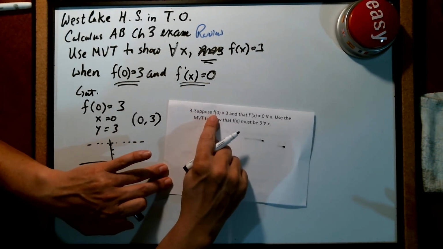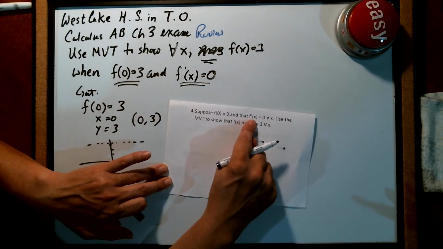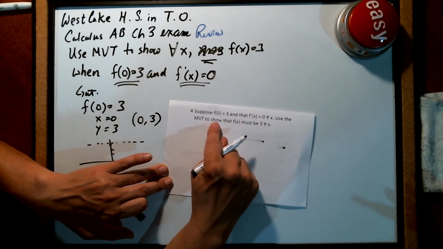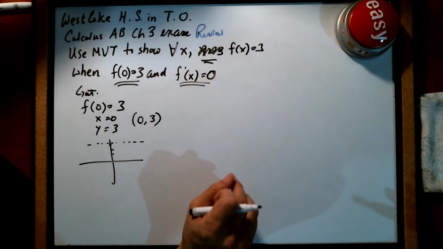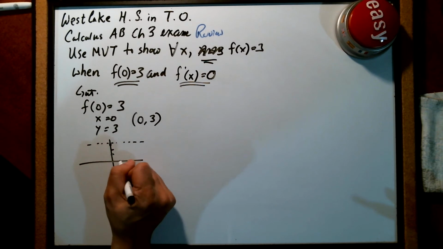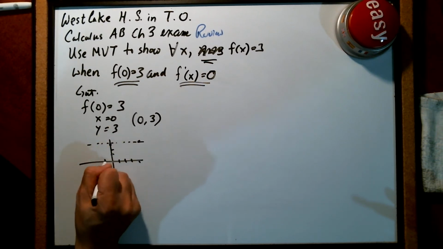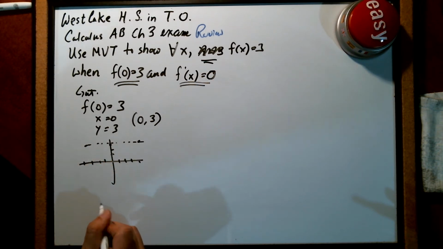So suppose f of 0 equals 3. That's what I wrote right here. The f prime of x is equal to 0. There it is. For all x, use the mean value theorem to show that f of x must equal 3. My y value must equal 3. So for any x value, my y value must be 3. For x equals -4, my y value must be 3 as well.